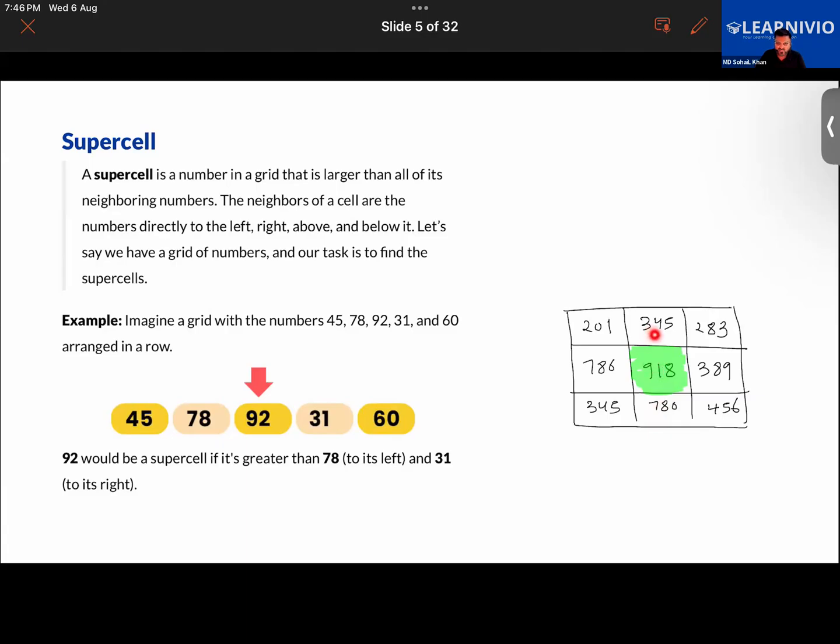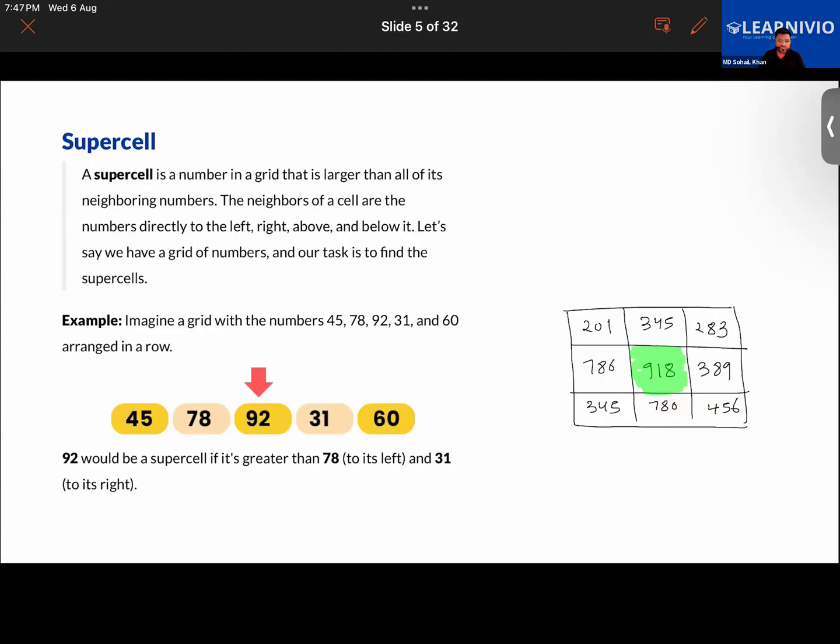What can we say about 345? No. It is bigger than 201 and 283, but the number just below it is even bigger than it, so it is not. What about 786? No. 389 or 456? Both of them are not possible. Right next to 456 we have 780, which is bigger than 456, but even 780 is not a supercell because just above 780 we have got 918.